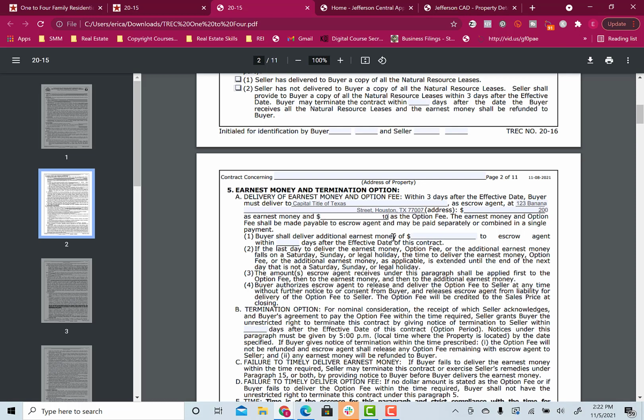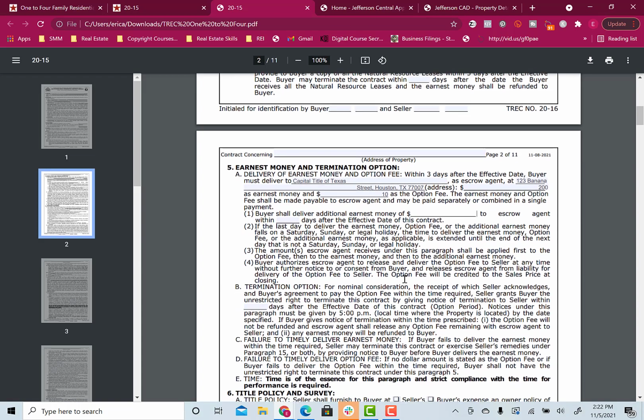So the seller, this is if you plan to deliver additional earnest money after a certain amount of days after the contract. Usually it has to do with once you've gotten the title policy, but ultimately I would say most of the time you're not going to be using this. And that just shows if you're more serious and all of that.